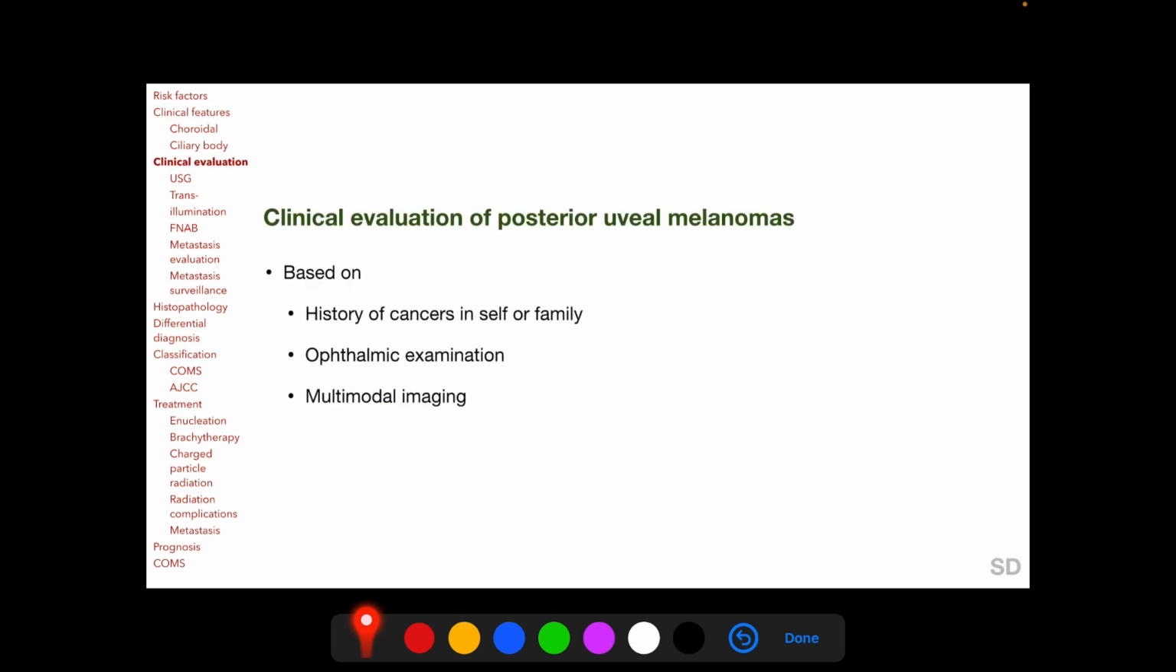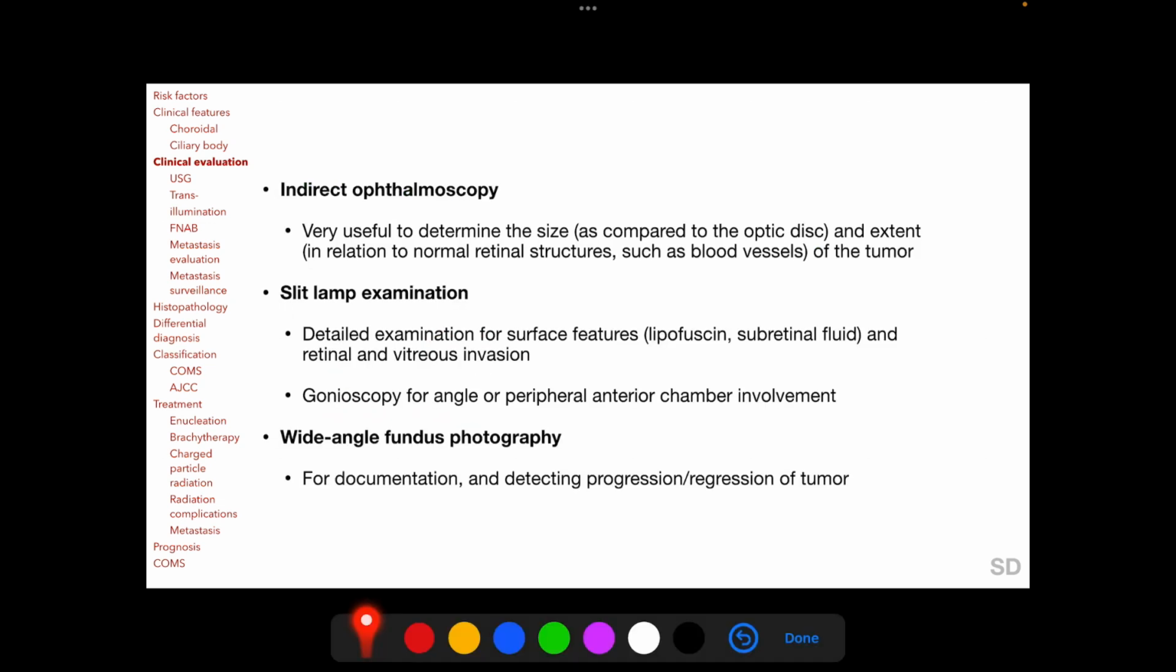Clinical evaluation of posterior uveal melanomas is based on history of cancers in the self or family, ophthalmic examination, and multimodal imaging. Indirect ophthalmoscopy is very useful to assess the size and the extent of the tumor. Size of the tumor is assessed by comparing it with the optic disc, and extent of the tumor is judged by its relation with the normal retinal structures such as blood vessels.